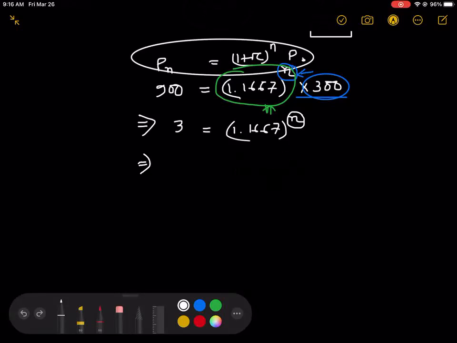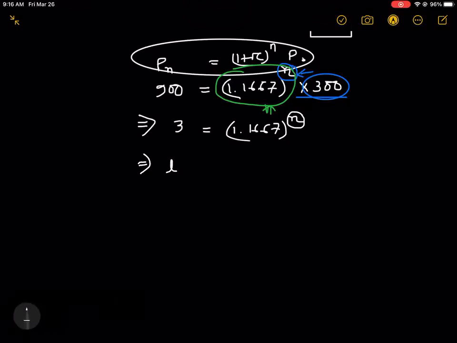Anyone? Because you'll need these techniques for the exam, right? It's really important. Yeah, go for it. You need to take the log on both sides. Exactly. When we have an exponent and we want to get rid of it or solve it, then we use logarithm. So let's take log on both sides.